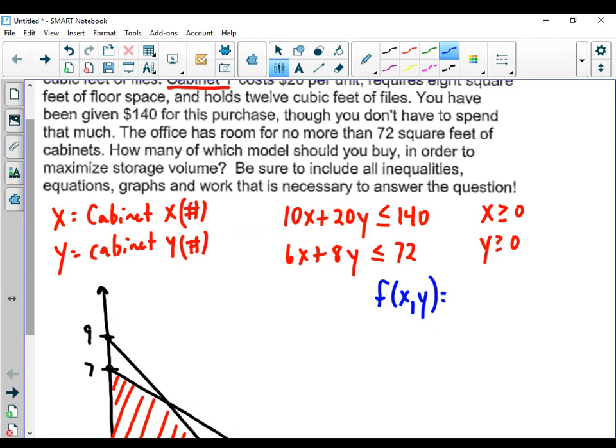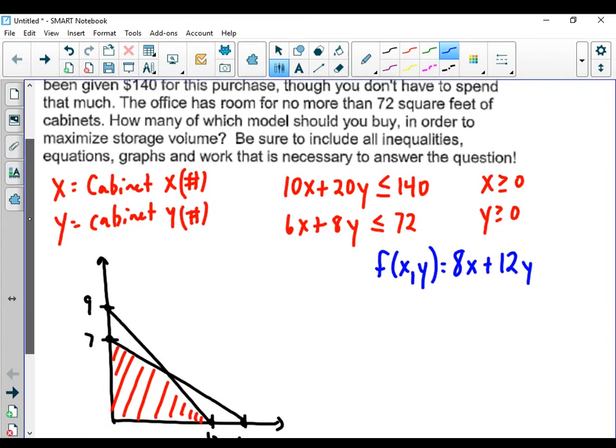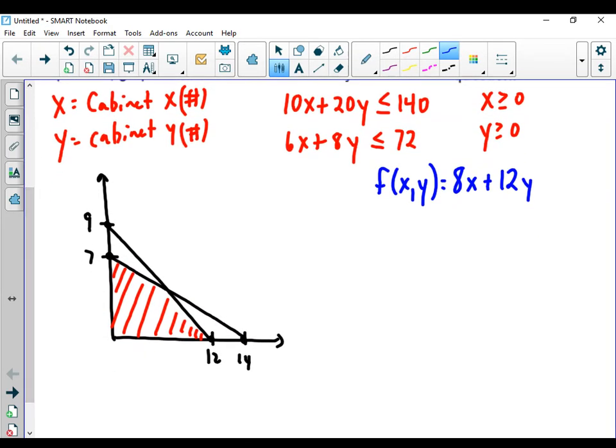Well, if you remember, the problem talked about cabinet X having 8 cubic feet of files. So I'm going to have 8 cubic feet for every X cabinet, plus, cabinet Y is going to hold 12 cubic feet. So I've got this function that says f of x, y equals 8x plus 12y. Now what I need is a set of points that I can plug in for x and for y. Technically, any point that's in the shaded region would be a point that I can plug in and check.